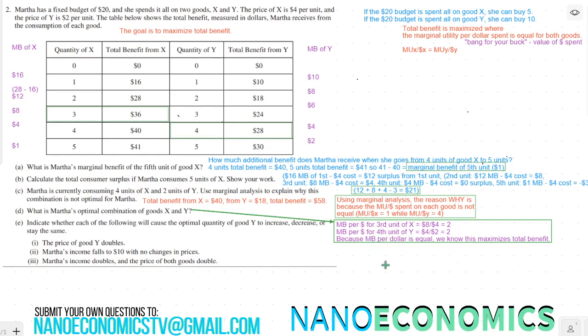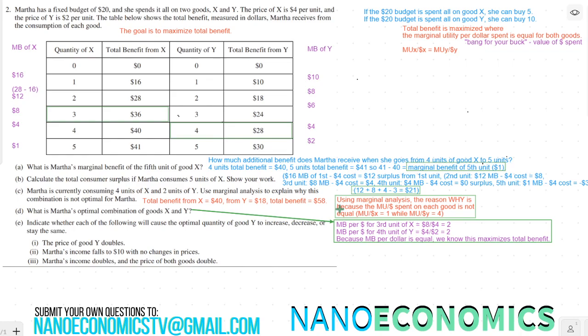The reason why I didn't go much further with this explanation is specifically because that's all that an AP structured free response question is wanting from you. When it says use marginal analysis to explain why this combination is not optimal, the reason why is that the marginal utility per dollar spent on good X is not equal to the marginal utility per dollar spent on good Y.